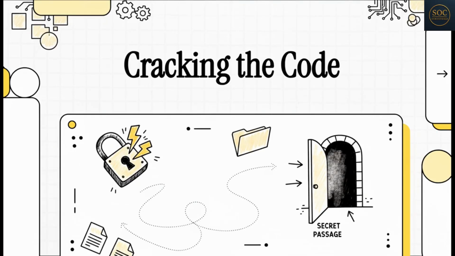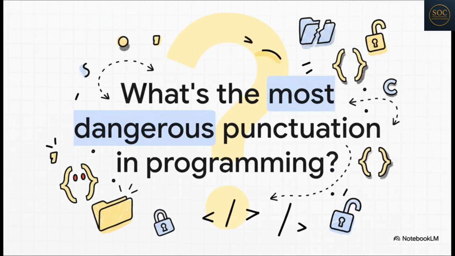All right. Today, we are cracking the code on a software weakness that is, well, shockingly simple, but incredibly powerful. It's like a secret passage hidden in plain sight, one that attackers use to break into systems every single day. So, let me ask you a question. What do you think is the single most dangerous piece of punctuation in all of programming? It's not some obscure symbol, nothing you've never heard of. It's actually something you see all the time, hiding right there in front of us.